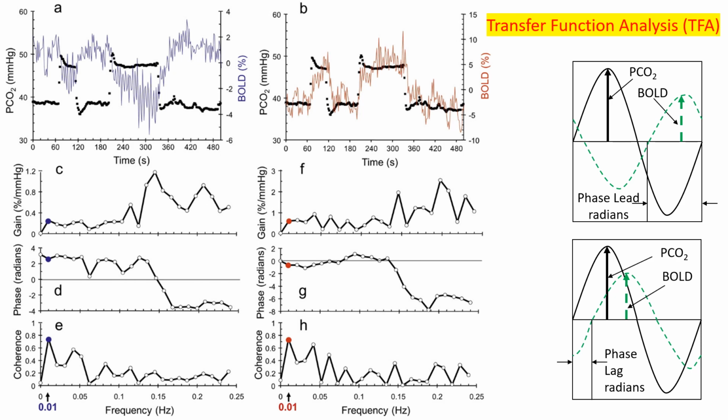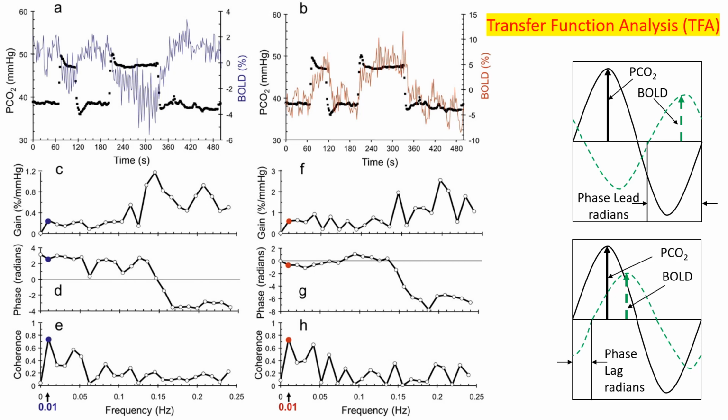Examining these sine waves, you can see in the upper graph that the BOLD response sine wave begins to increase before the PCO2 sine wave begins to increase. In other words, the BOLD response leads the PCO2 stimulus by almost 5 radians or 180 degrees. The phase is positive, signifying that the BOLD response is negative.